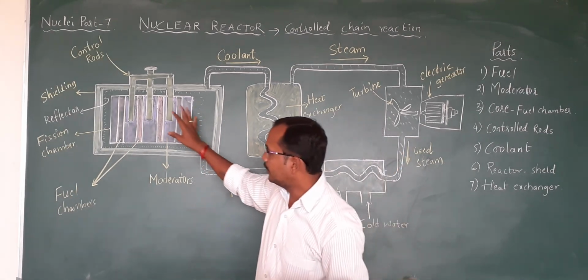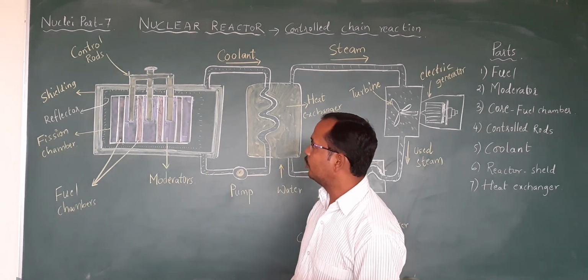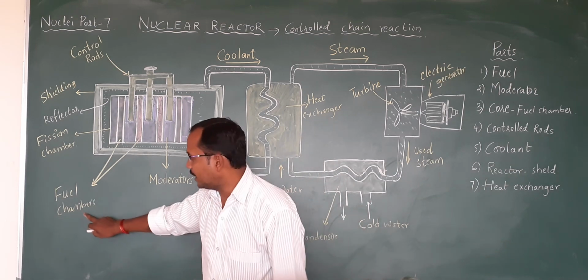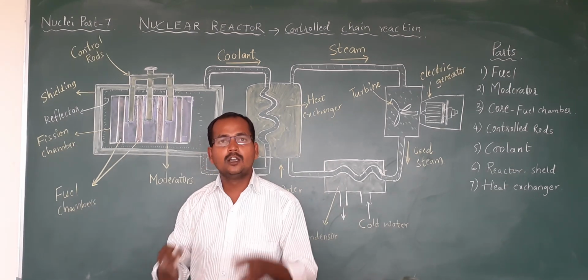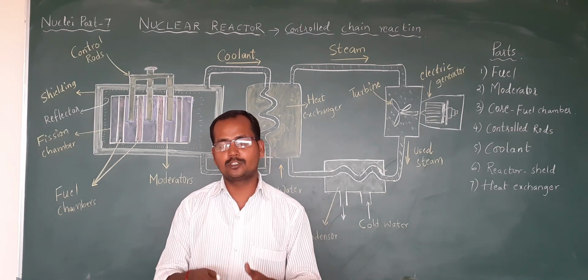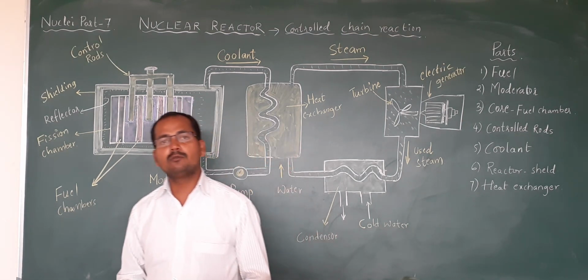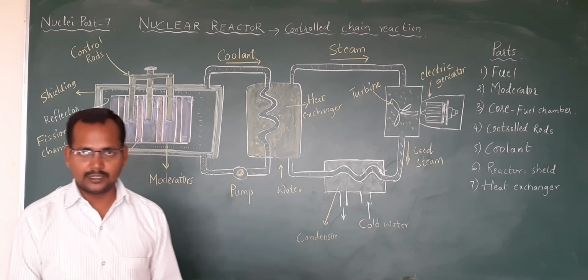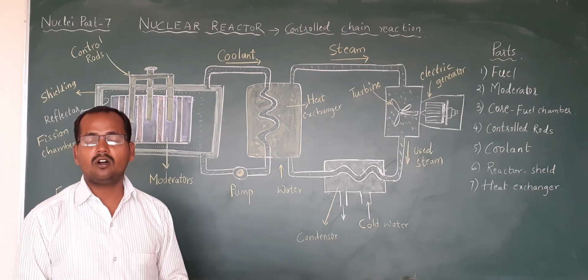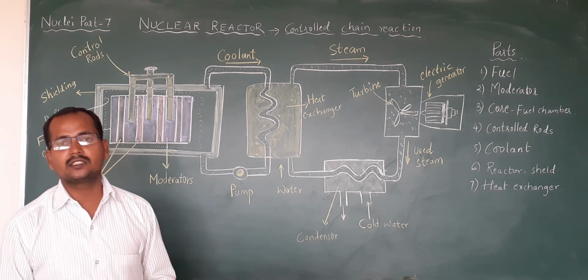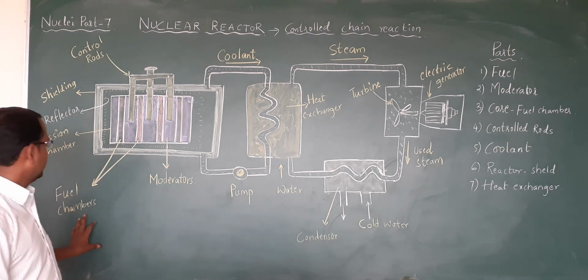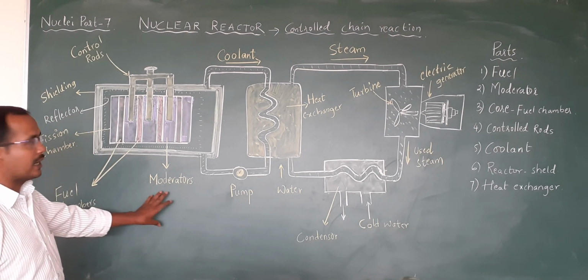First we study the primary loop. The primary loop consists of fuel chambers, where the fuels are used. Examples of fuels used in nuclear reactors are uranium-235, uranium-238, plutonium-239, and plutonium-240. All these radioactive substances are used as fuel in nuclear reactors, right? This is the fuel chamber.